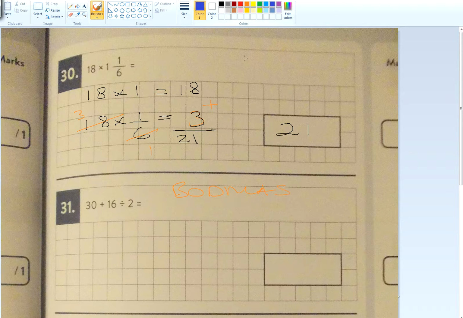Good. BODMAS: brackets, then division or multiplication. So the division is done first. 16 divided by 2 is 8, and then you do 30 add 8, which gives you a total of 38. 38 is the answer. And then we move on to the next question.